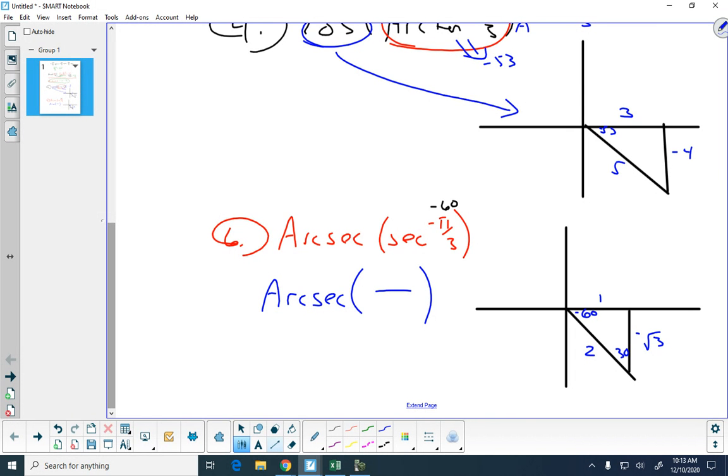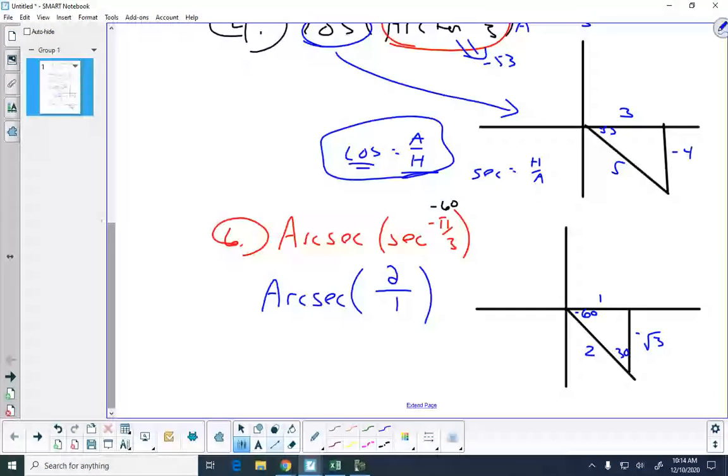The secant is reciprocal to what function? Cosine. Cosine is adjacent over hypotenuse, so the secant is the reciprocal. Would it be negative square root of 3 over 1? Okay, if we look at the triangle, the cosine is adjacent over hypotenuse. The secant is the reciprocal of that, so the secant is going to be hypotenuse over adjacent. Oh, so 2 over 1. That is correct. So our secant value, this value that we're looking for, is 2 over 1.